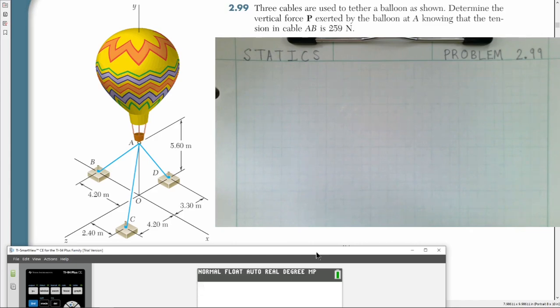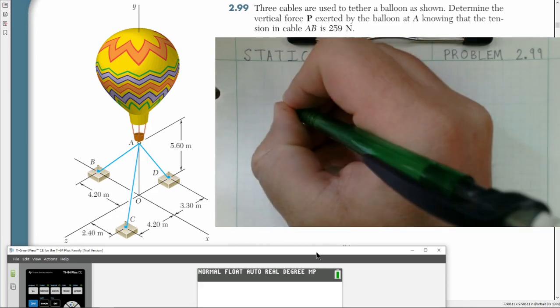Today we're going to be covering problem 99 from chapter 2. Problem 99 says, 3 cables are used to tether a balloon as shown. Determine the vertical force P exerted by the balloon at A, knowing that the tension in cable AB is 259 newtons. So first thing I'll do is start by drawing a free body diagram.